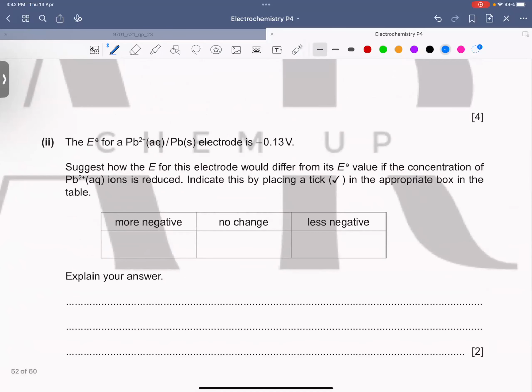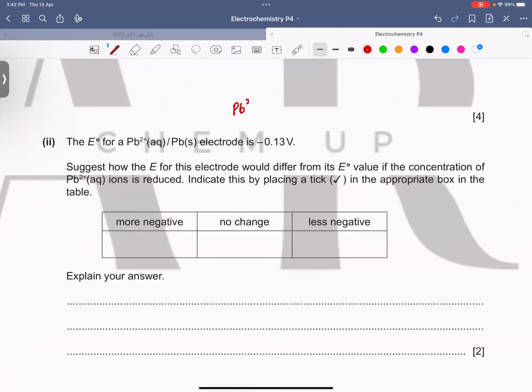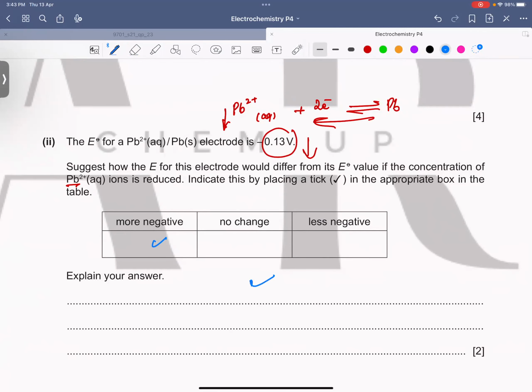Okay, so it means for this reaction the lead positive aqueous meaning 2 electrons forming lead, and as the concentration of lead is reduced, so equilibrium shifts to right, sorry, shifts to left. So the E naught value gets even more smaller, so we can say more negative, right? What will we consider? More negative we will consider.